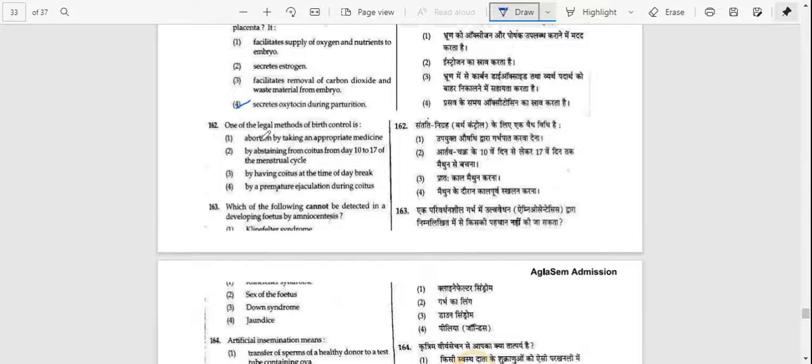Then one of the legal methods of birth control: abortion by taking appropriate medicine, by abstaining from coitus from 10 to 17 days of menstrual cycle, by having coitus with one day break, by premature ejaculation during coitus. ये तीनों का तीनों नेचुरल मेथड है, ये होगा एक लीगल मेथड.